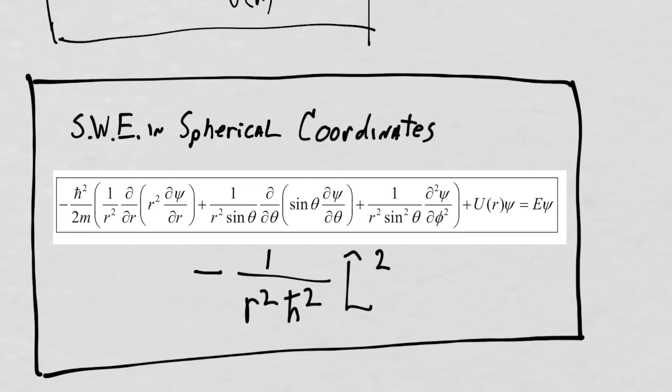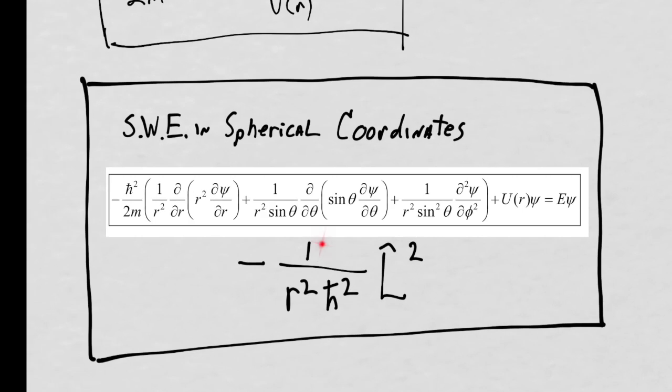But you can definitely pull that radial part out, and what's left behind, the 1 over sine theta d theta, sine theta d theta, and 1 over sine squared theta d squared psi d phi squared, the second derivative of the wave function with respect to the azimuthal variable, will end up being the total angular momentum. It has this leading factor that does have an r in it, but that's not a big deal. You can multiply through by r and execute the process of separation of variables.